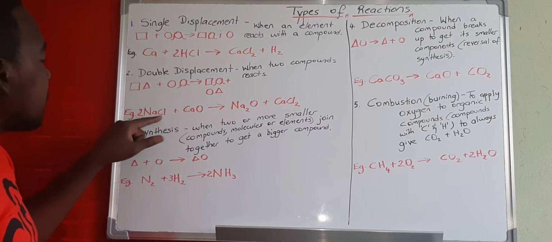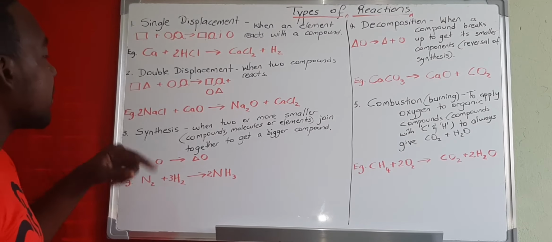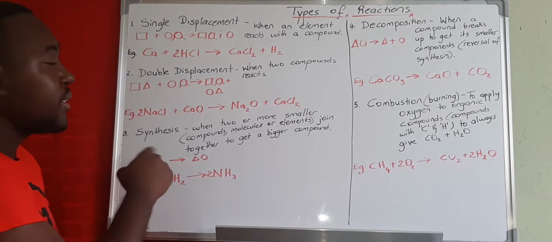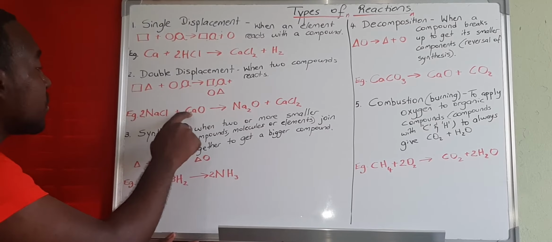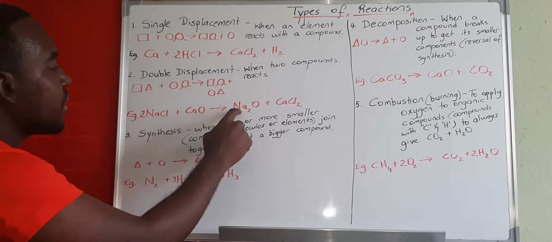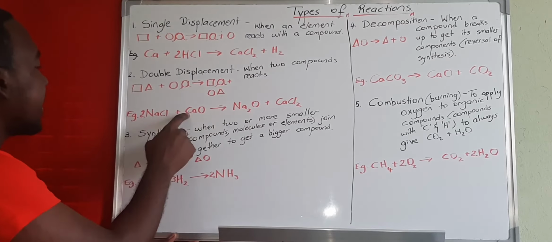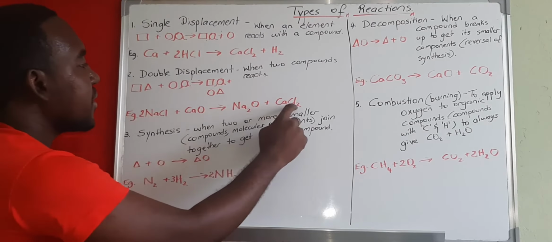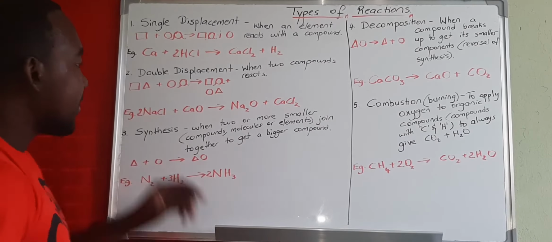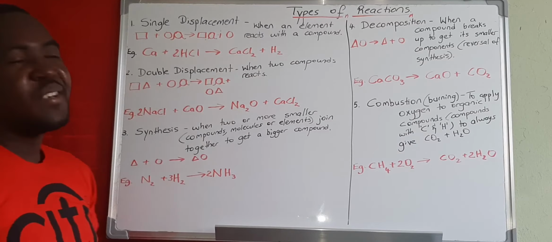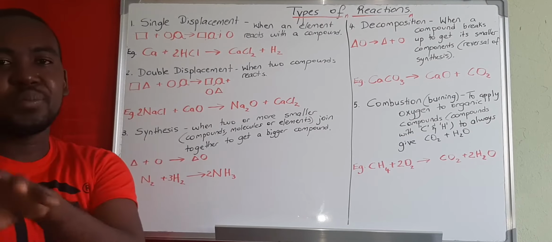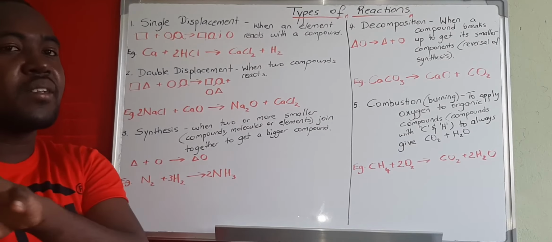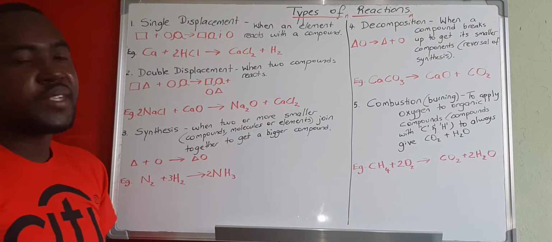So we have sodium chloride plus calcium oxide. So it's sodium the metal and calcium the metal. So sodium takes the place of calcium, so we get sodium oxide, and calcium takes the place of sodium, we get calcium chloride. So this is a simpler one because we just take the metal from one, replace it with the metal from the next, and that metal goes to the first one.